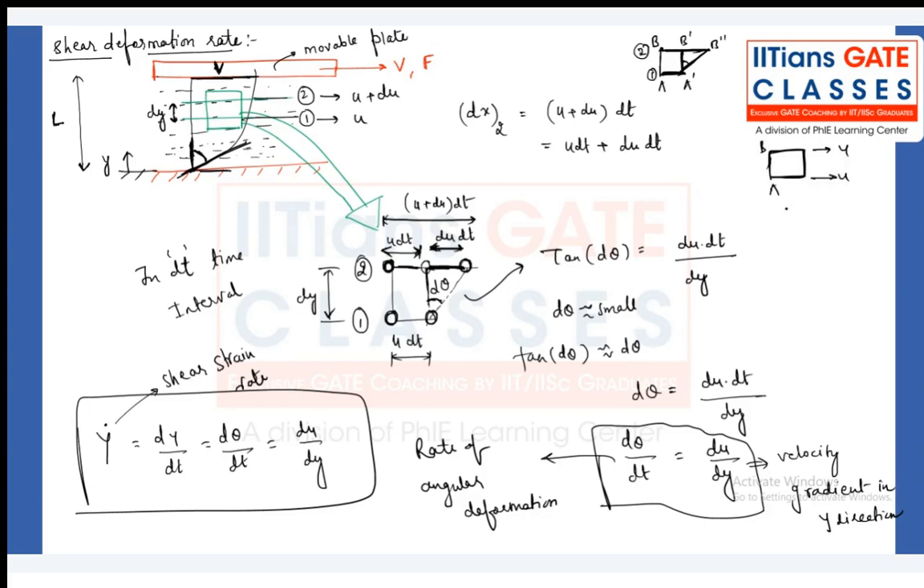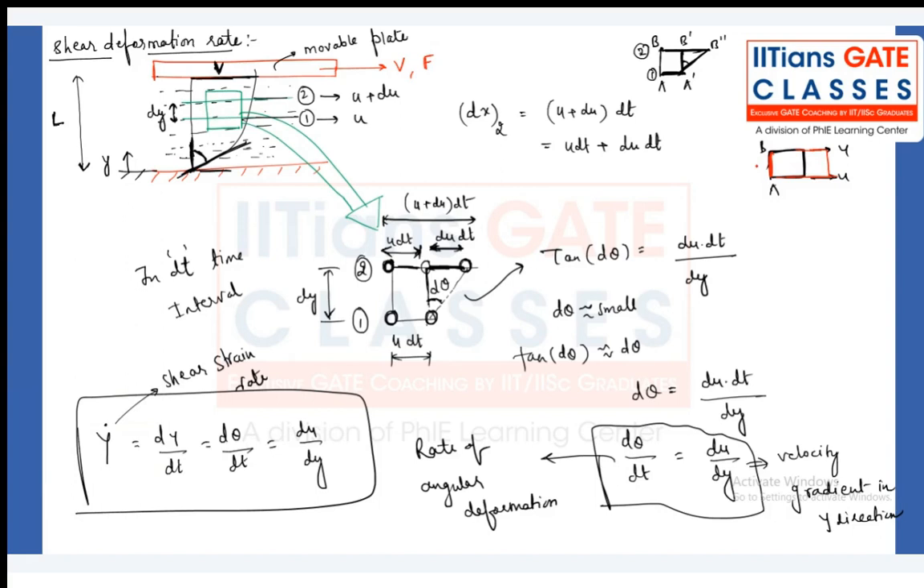Suppose A particle and B particle, it is also moving with the u, it is also moving with the u. In a dt time interval, how much of displacement has it gone, how much of deformation has it gone, this much of deformation. This is also this much of deformation. Now tell me whether there is any kind of angular deformation for this line AB, whether line AB will be getting distorted.